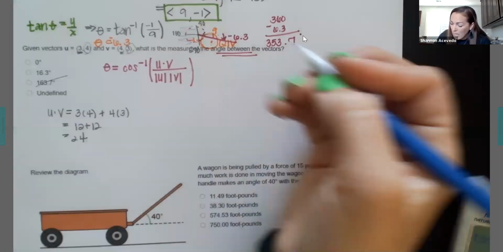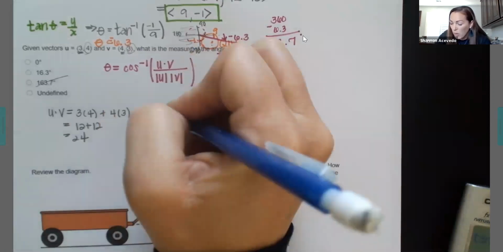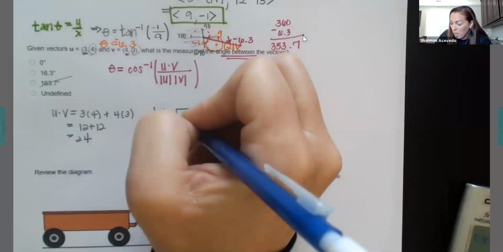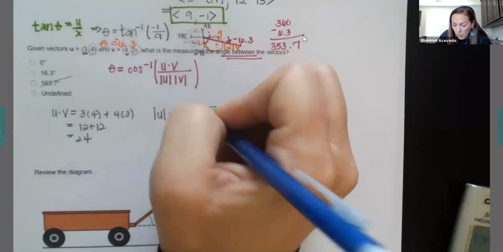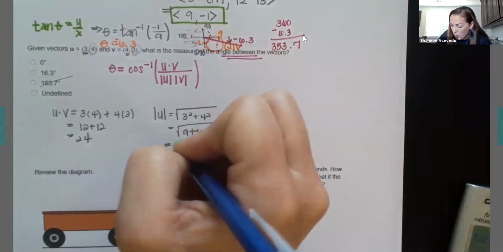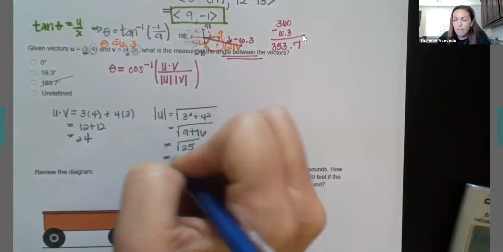So next thing, the magnitude of u is going to be the square root. I square the first term and add it to the square of the second term. So it's 3 squared plus 4 squared, which is the square root of 9 plus 16, which is the square root of 25, which is just going to be 5.